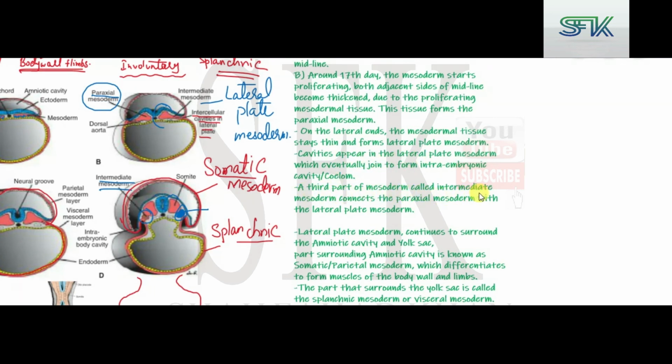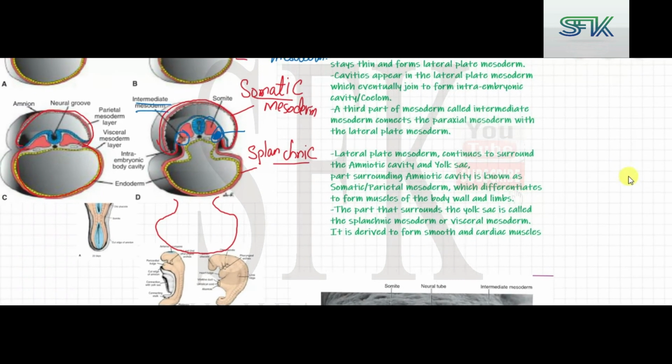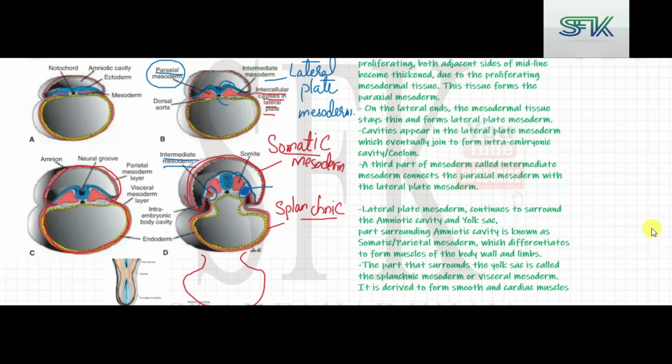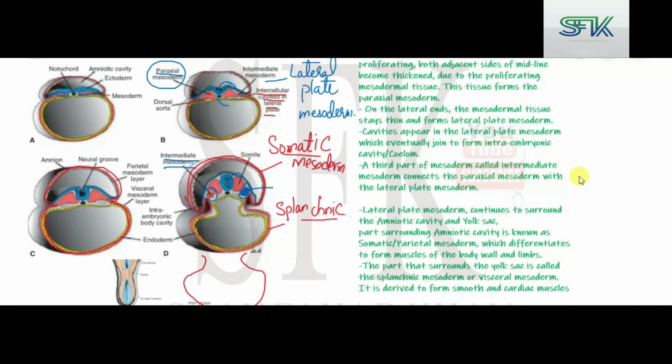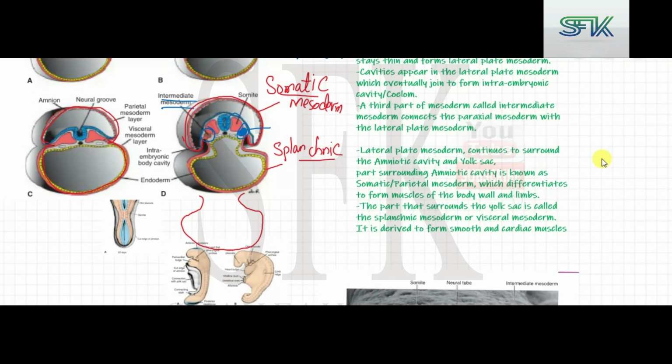Then the third part of the mesoderm, called the intermediate mesoderm, joins or connects these two types of mesoderms. The intermediate mesoderm doesn't have such a significant role right now, but its major role is just connecting these two types of mesoderms. Then the third part of mesoderm is the intermediate mesoderm, which connects. We've talked about that one.